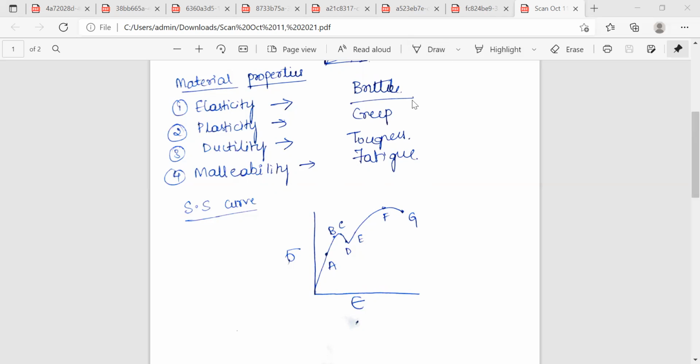Brittle is nothing but a material that fails suddenly. Such a material is called brittle. Brittle materials are very strong in compression, moderate in shear, and weak in tension. Creep: the permanent deformation that occurs at a constant or sustained loading over a long period of time. Toughness: the resistance of a material against sudden or impact loading. Fatigue: reduction in strength due to repeated loading is called fatigue.